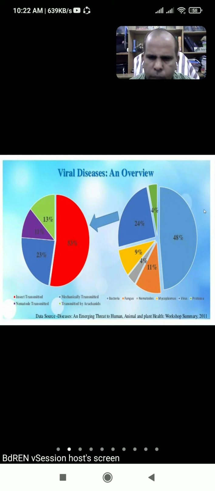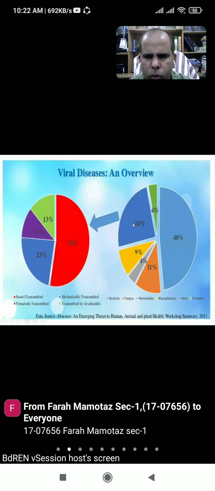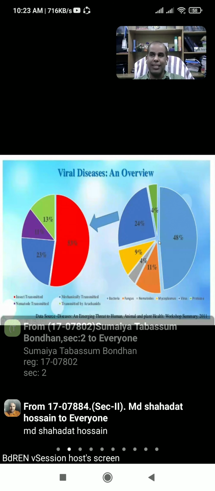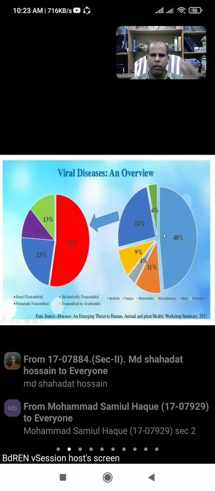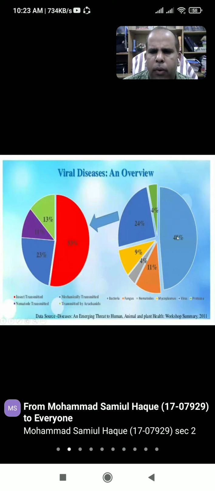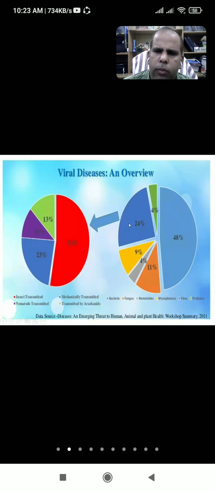Then next one, sorry, the first one is the bacteria. Then the second one is the fungus. The third one is nematode. And the fourth one is the mycoplasma or phytoplasma. And the fifth one, the 24%, is the virus. And the 4% is the protozoa. Okay, so from this pie chart, we can easily recognize that the first position is the bacteria, then the second position is disease caused by the viruses.